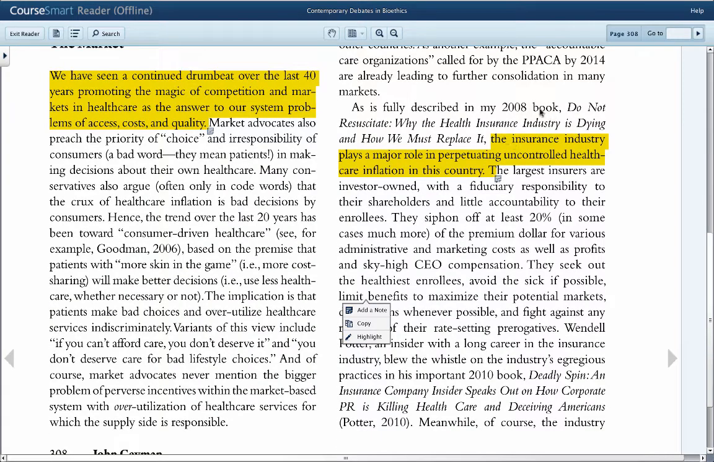Now, he talks again about his book, or one of his books, and he mentions how the insurance industry in this country plays a major role in perpetuating uncontrolled health care inflation.